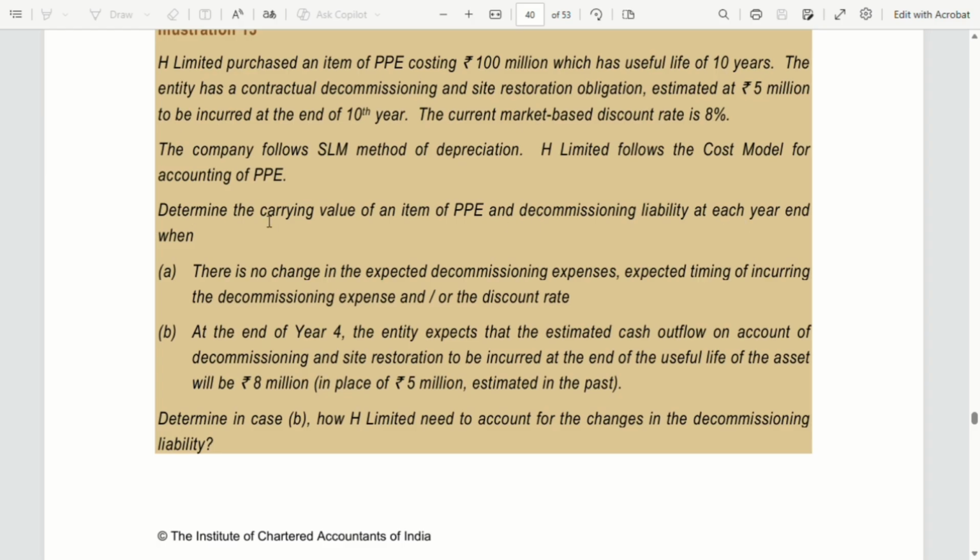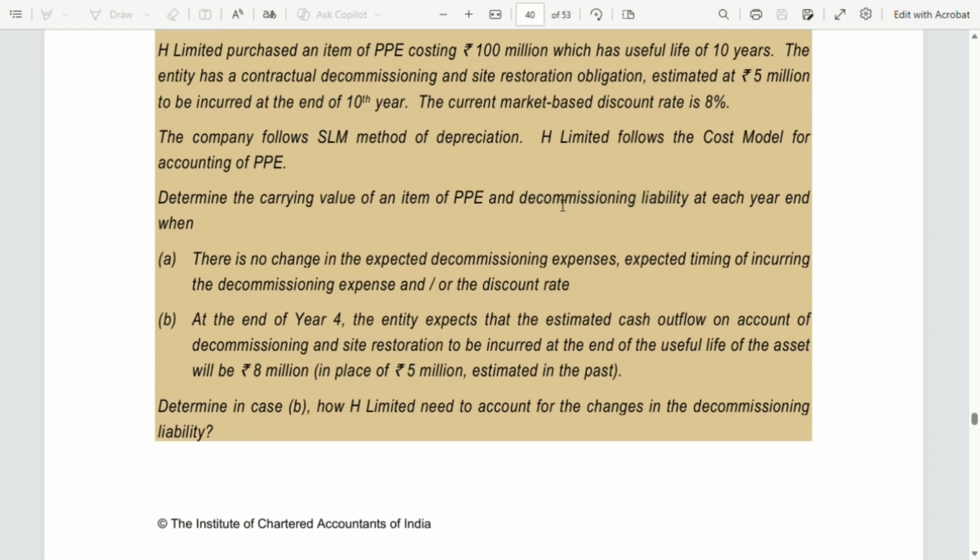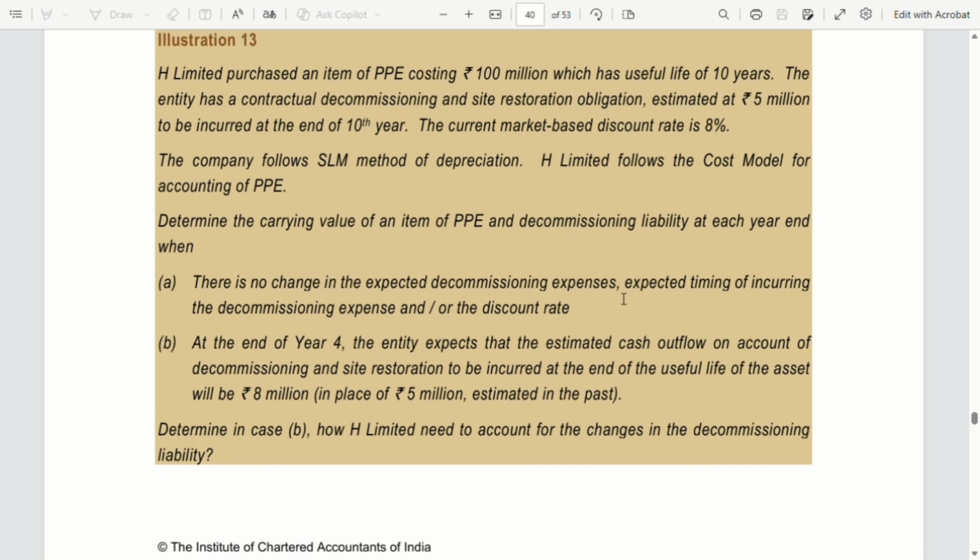So look, we have to find out the carrying value, and also we have to calculate the decommissioning liability for every year. There is no change in expected decommissioning expenses, expected timing of incurring the decommissioning expense or the discounting rate. First we have to do the calculation on this estimate where nothing is changing, and in point B, at the end of year 4 the entity expects, and here there is a change, the expected estimated cash flow on account of decommissioning liability.